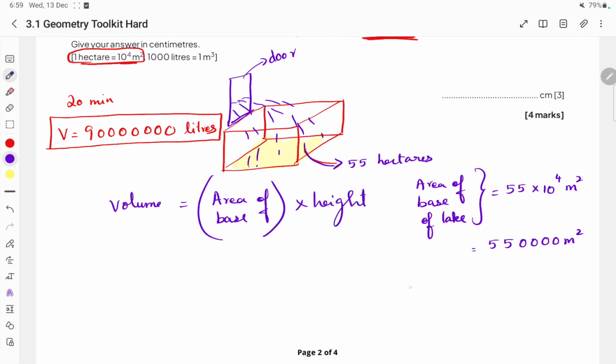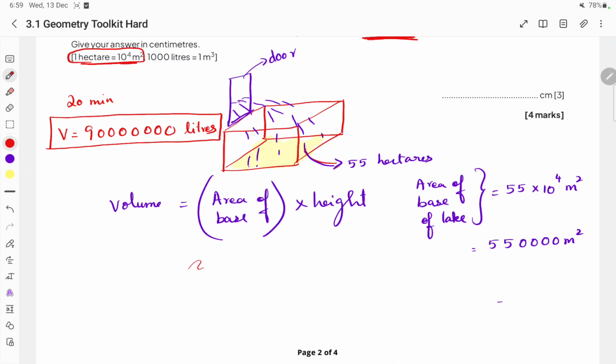See here, the area of a rectangle is length into breadth. We have to take this length and move it b times, so it is L into b, the area. Like this, first I am taking the base area. This base area I have to move h times, that will be my volume.